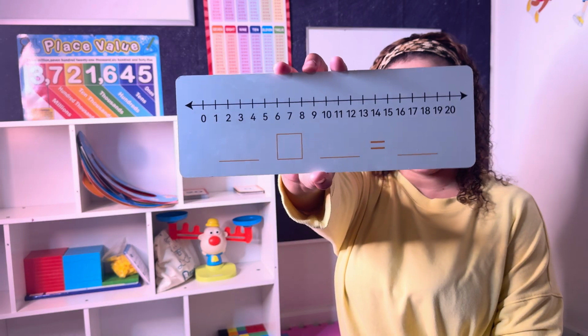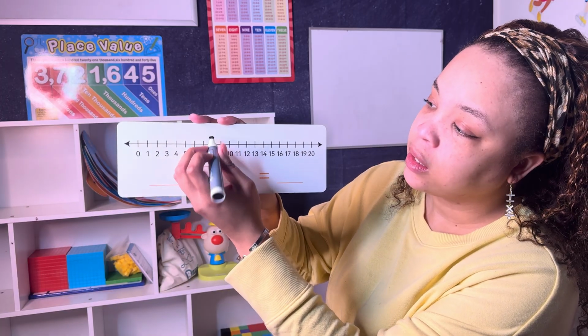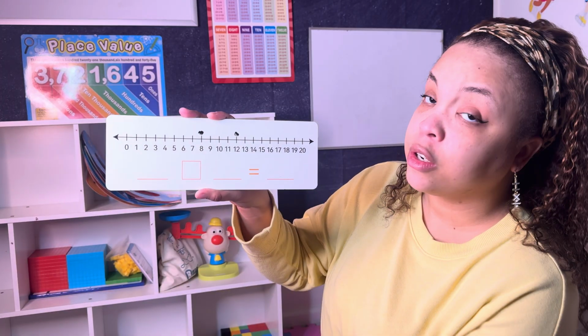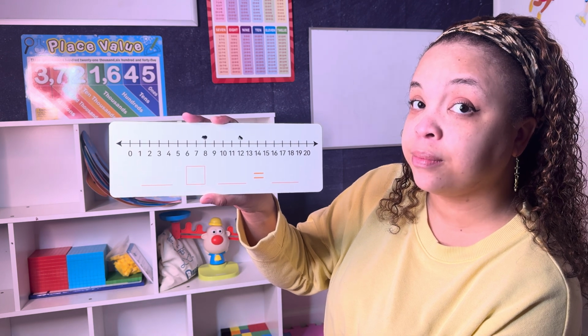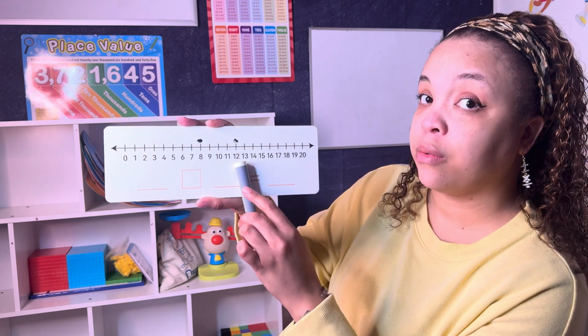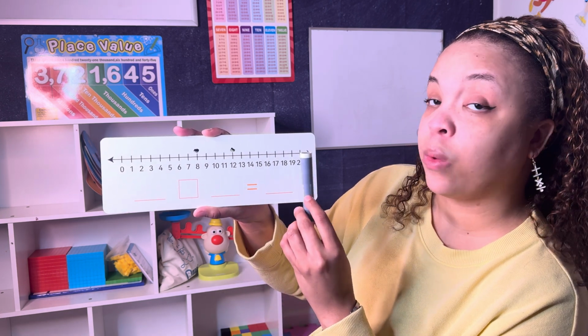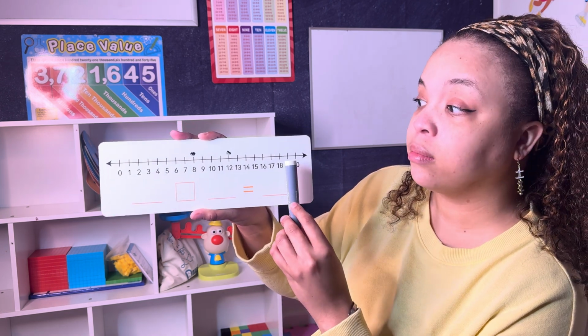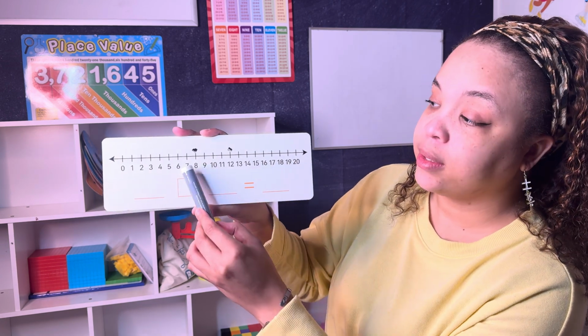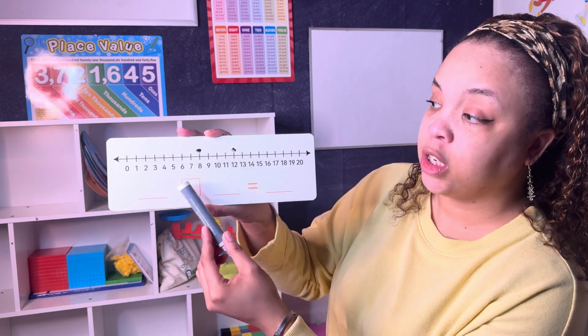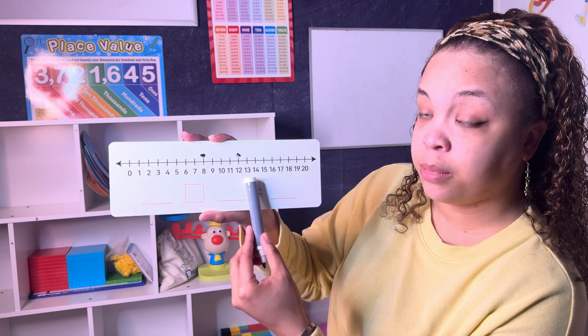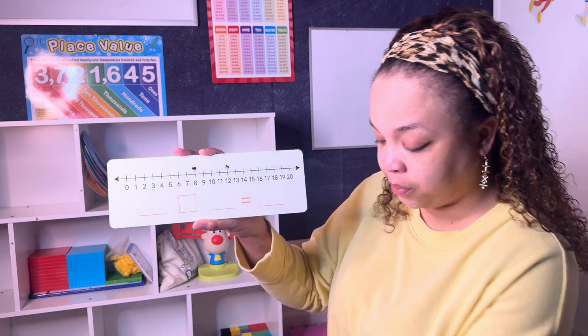So looking at this number line, we have 8 and 12. Do you know which one is bigger? 12. So on number lines, the number that is on the right side is the biggest one. So in this example, which one is bigger between 8 and 12? It's 12 because it's furthest to the right.